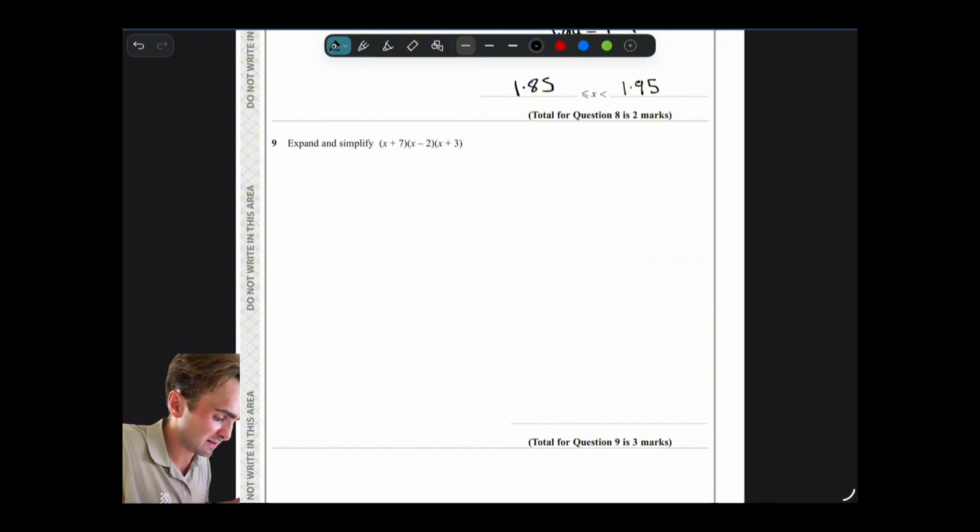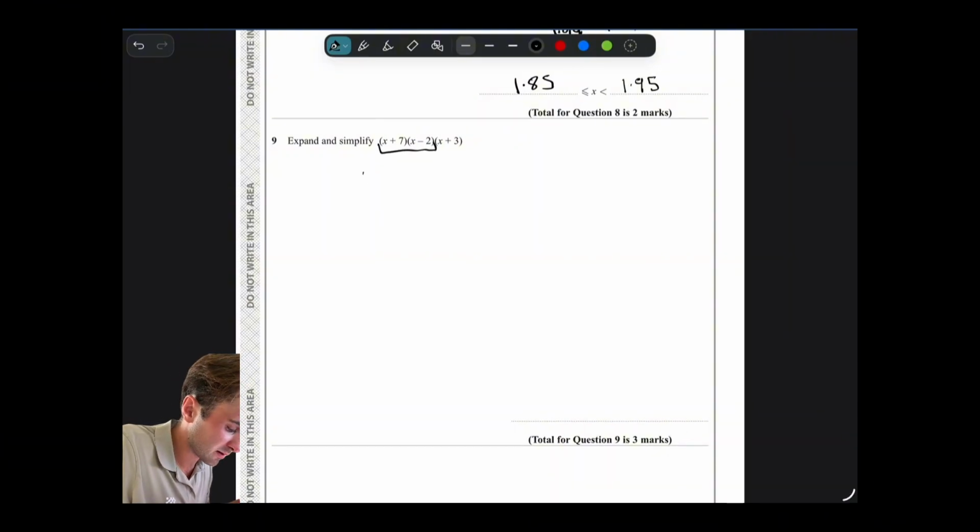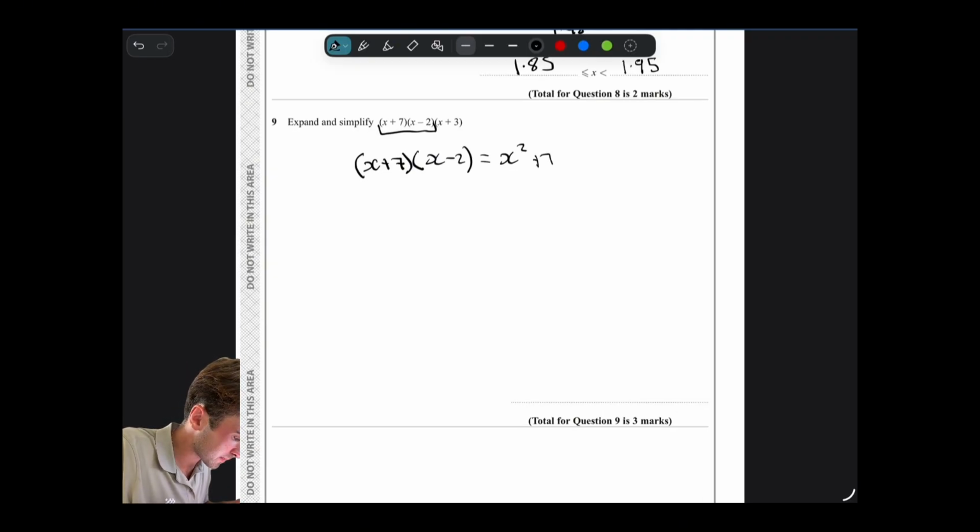So the way I like to do this is just do 2 at a time, because we're all more comfortable with that. So we choose the first two. So this is x squared, and then we have plus the 7x, and then we have minus the 2x, because this one goes to the back. And then 7 times minus 2 is minus 14. This equals x squared plus 5x minus 14. So now we're going to put that back into the brackets.